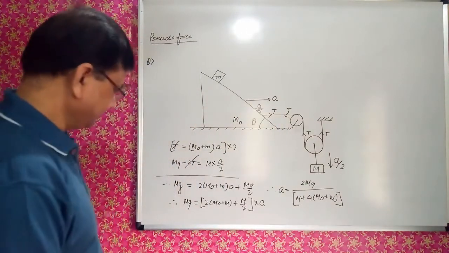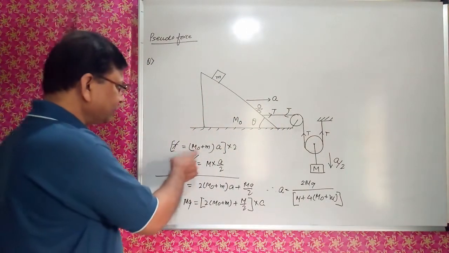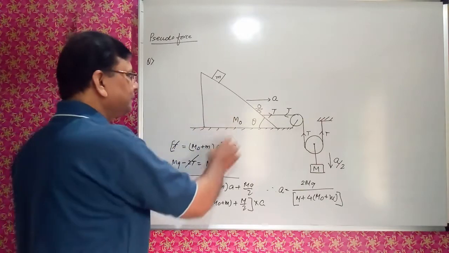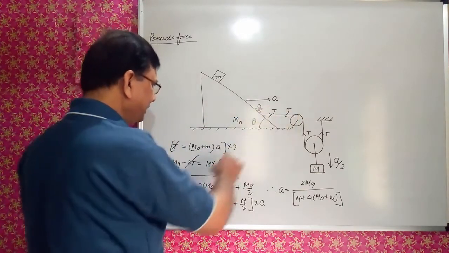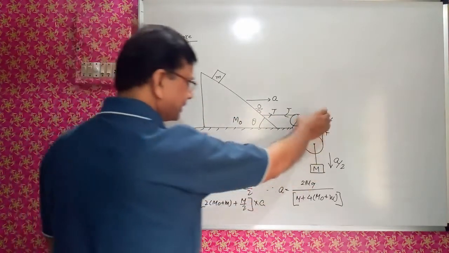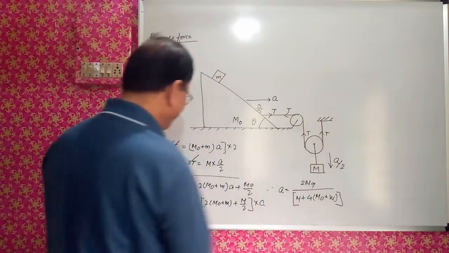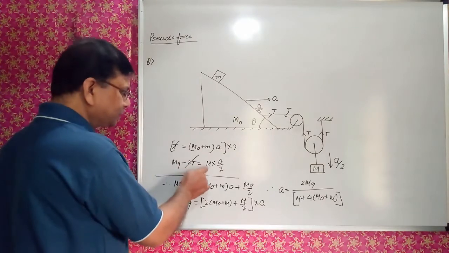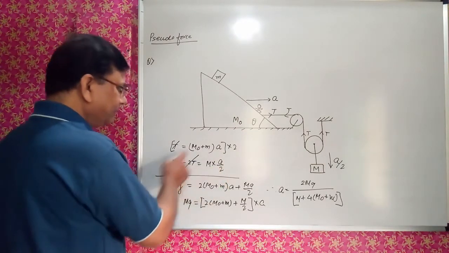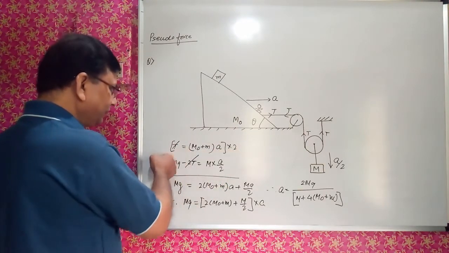Right? T is equal to (m0 + m), the whole system is getting accelerated with A, I did. Then for this, that is mg minus 2T upward, creating acceleration A by 2. So mg minus 2T is equal to m into A by 2, right? Multiply the whole equation by 2, it will become 2T.